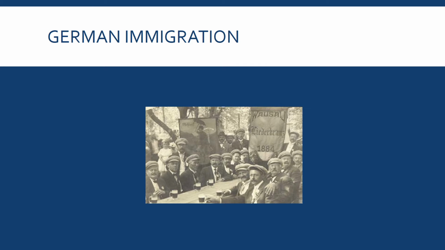The Germans overall face less discrimination. Most are Protestant, they're better educated, and they're spread out. They're not concentrated in one area. One conflict they do come in is that the Germans bring with them beer, and we'll see conflict between German immigrants and the temperance movement, which we'll talk about more when we study temperance.